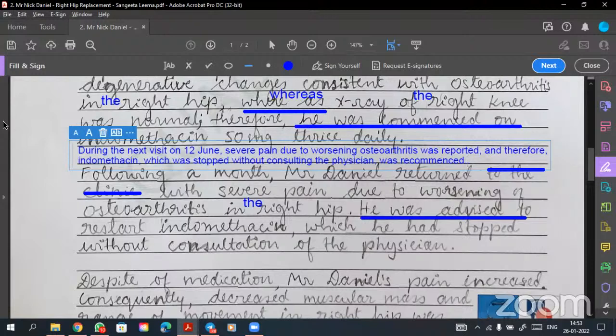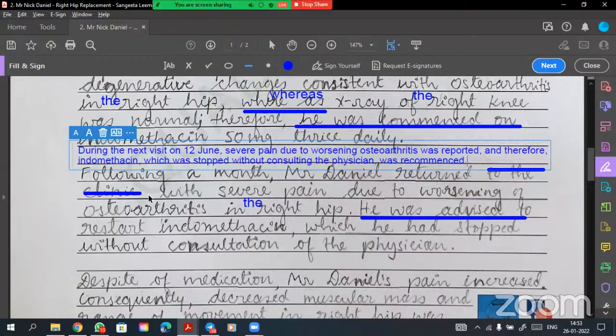Already you told osteoarthritis of the right hip. So again, why do you need to write of the right hip? You understand? You got it? Yes, sir. Because right knee was normal, you are telling, no? You already know that it is the right hip, not the right knee here. Correct? So no need to repeat osteoarthritis in the right hip every time. Finished. Worsening osteoarthritis. Finished. Next one.